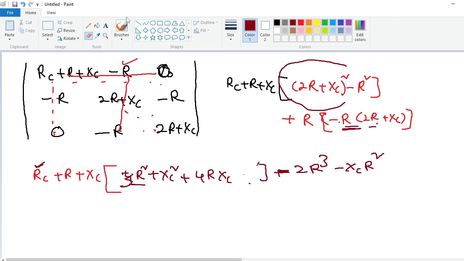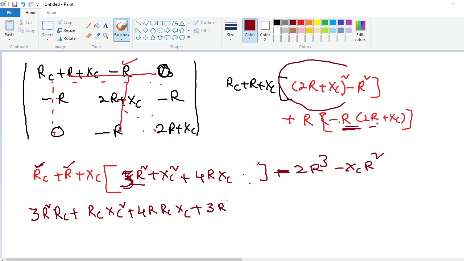So simply put this 3R square. So RC into 3R square RC plus RC into XC square plus RC into 4R RC XC plus, next, multiplication with R into 3R square, 3R cube, plus R into XC square, RXC square, plus R into 4RXC. So that is equal to 4R square XC.